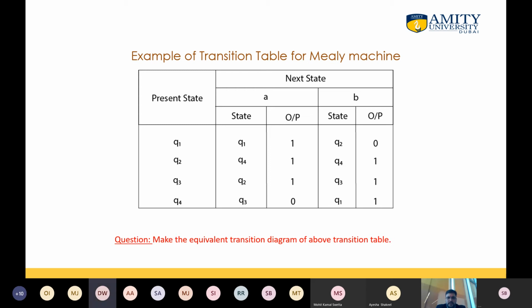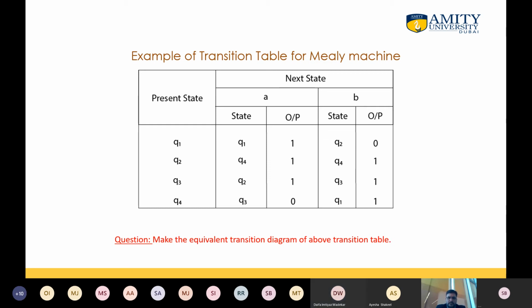Sir, I have a doubt. Yes. For the present state Q2, for the A part, it's going to Q4. It will be 0 by 1. And even in the B part, it's going 1 by 1. So from Q2, it can go to Q4 on both? Yes, it can. There's no problem.